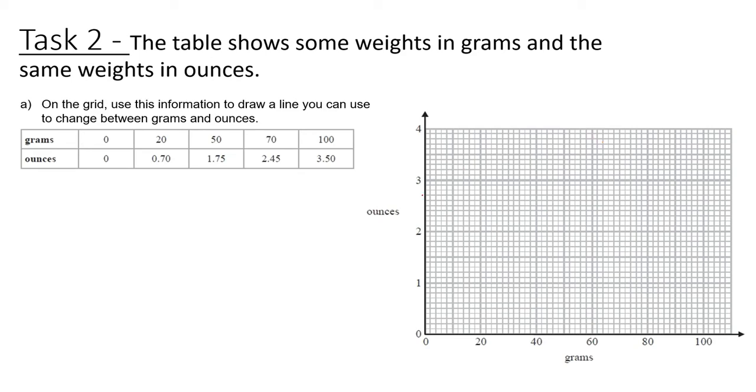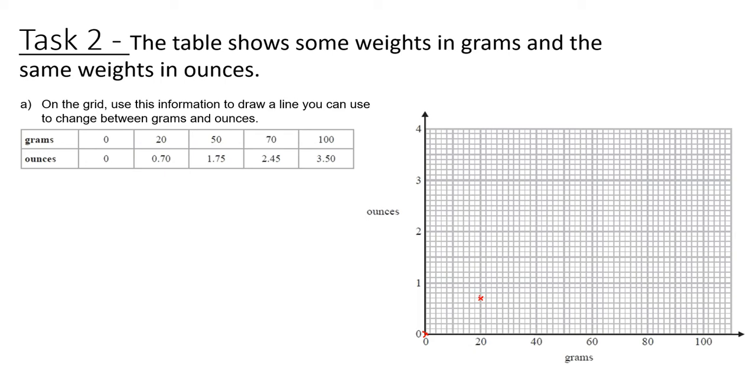Right, let's start this one. So the first one, 0, 0, we start right at the corner. Our next one is 20 grams is 0.7 ounces. So along to 20 and up to 0.7, which is roughly about there. Remember, this is an approximation, so it's not going to be exactly perfect, but as long as it's as accurate as you can make it.